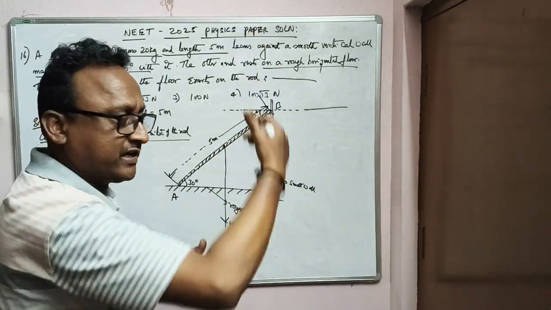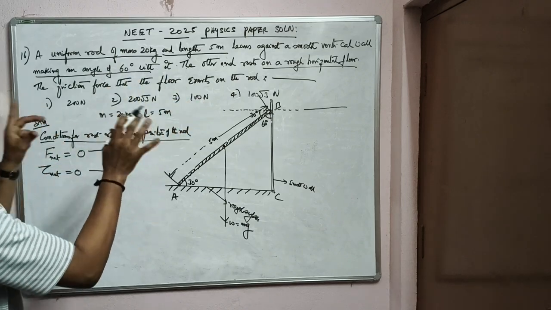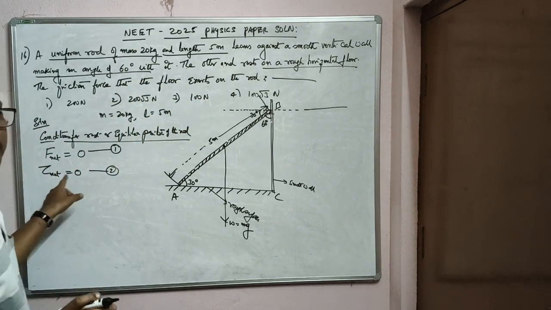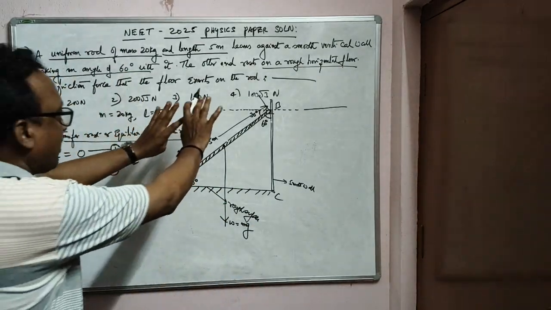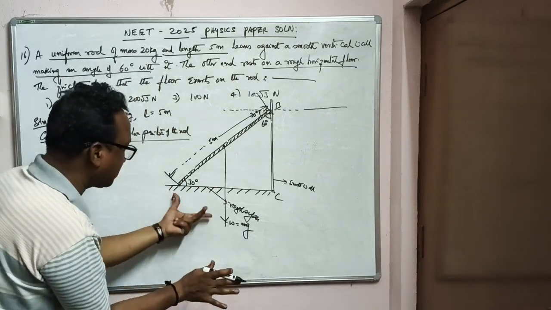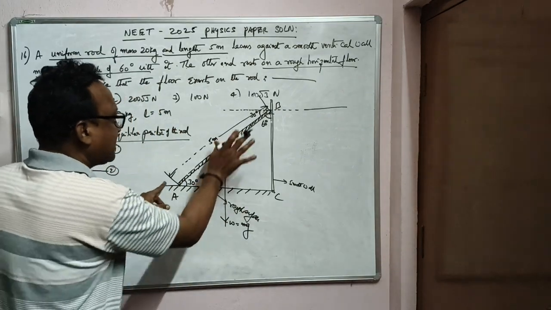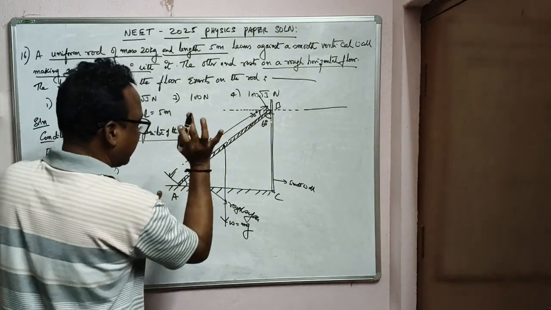Horizontal forces, vertical forces, because of the equilibrium condition, because it is not moving, at rest position. Again, net torque should be equal to 0, force into perpendicular distance. Now we will see what are the forces acting on this one. First of all, the rough surface, here we see AB. It is leaning like this at 60 degrees, so the other angle is 90 minus 60, 30 degrees.